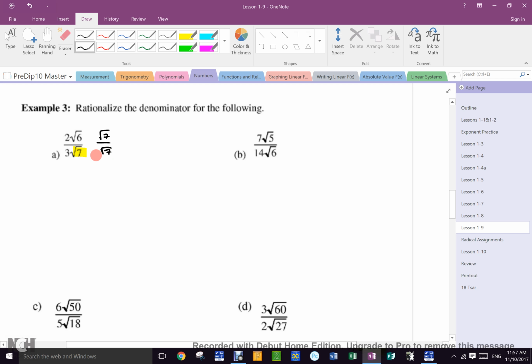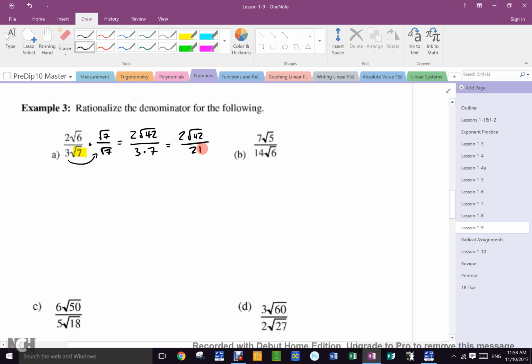So what happens when I multiply this? What do I get up top? 2 root 42. And what do I get on the bottom? This is tricky. 3 times 7. Right, because this is 3 times 1, which is 3. Root 7 times root 7, which is 7, which gets me 2 root 42 over 21.